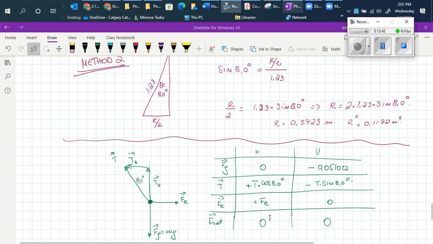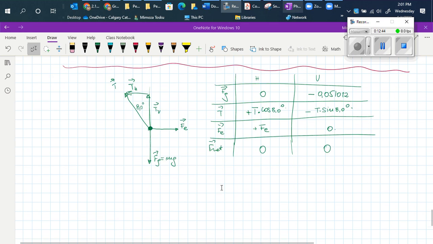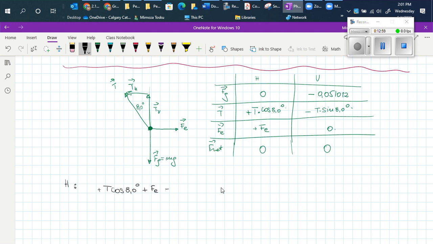So the table of components will be something like this. And then from here, from the horizontal component, we will have the equation T, or positive T, cosine 8 degrees plus Fe is equal to 0. Actually, this is negative T, because it is going toward east, sorry, west.